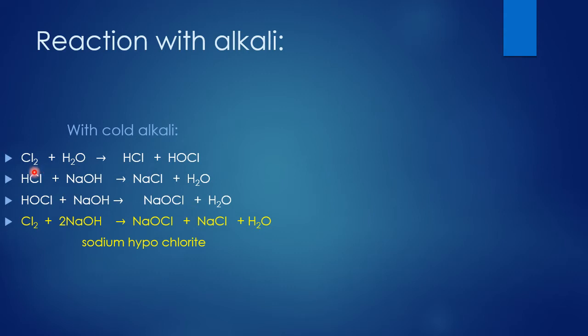So here the reactant side is Cl2 plus 2 NaOH. All other 3 things we cancelled. On the product side, we already cancelled these 2. Then 1 water molecule remains. The remaining is NaCl, NaOCl plus water. This NaOCl is called sodium hypochlorite, ITE. If we are taking potassium hydroxide, you will get potassium hypochlorite. So with the cold alkali, the chlorine gives the product called hypochlorite.